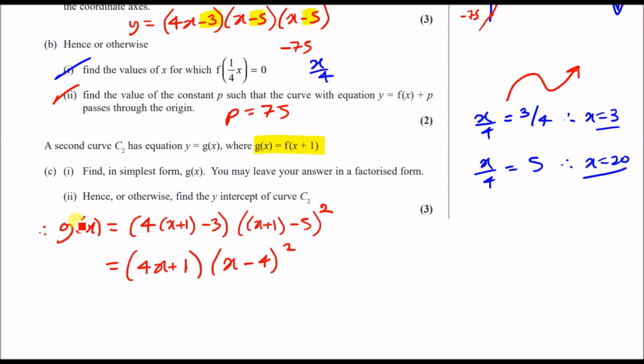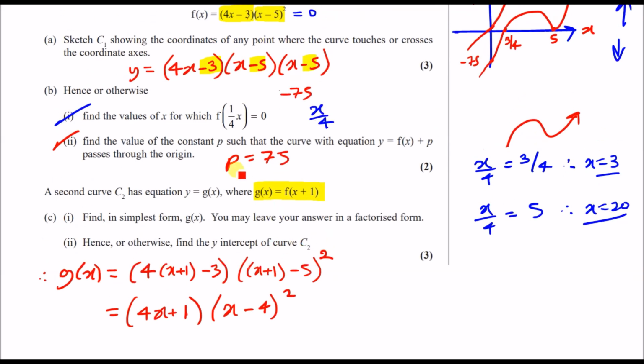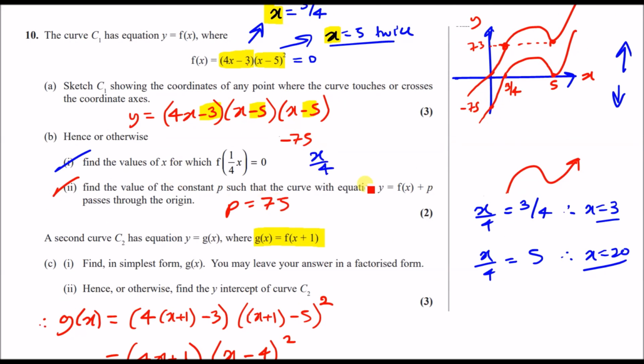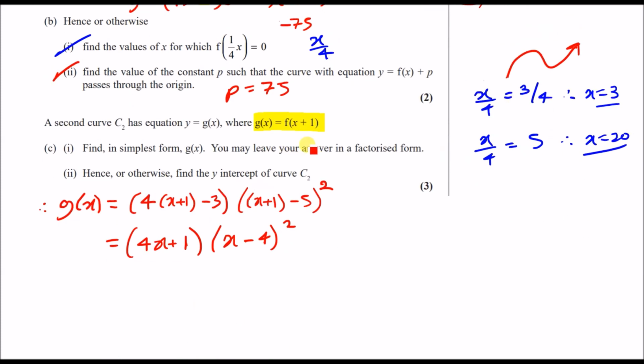And part 2, hence or otherwise find the y-intercept of this curve. All right, that's not bad. That's literally like we did for part A, where we found minus 75, where we just multiplied the 3 last terms. So again, we do the same thing, and just to make it clear, I'll put this as 2 separate brackets. And then to get the y-intercept, it's going to be plus 1 times minus 4 times minus 4, which means, for part 2, the y-intercept of C2 is just 16.